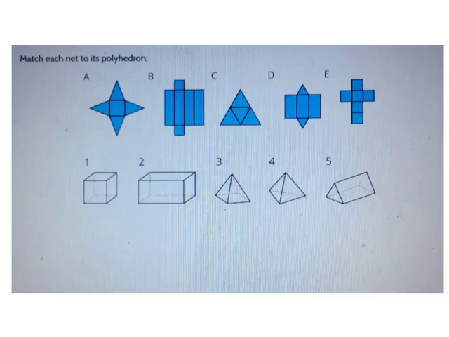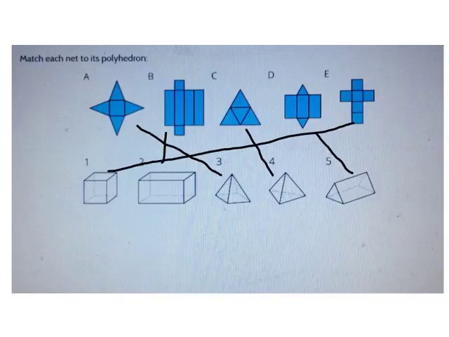Match each net to its polyhedron. Net A, which polyhedron would that make? Net A would make number 3, the rectangular pyramid. Net B, which polyhedron would that make? Net B would make 2, the rectangular prism. Net C, which polyhedron would that make? Net C would make 4, the triangular pyramid. Net D, which figure would that make? Net D would make 5, the triangular prism. Net E, which figure would that make? Net E would make 1, the cube.